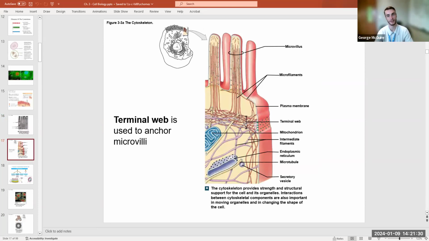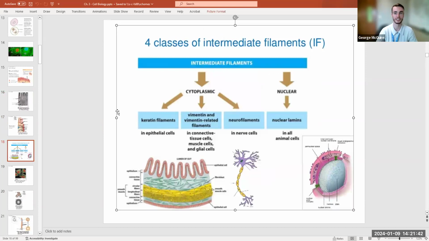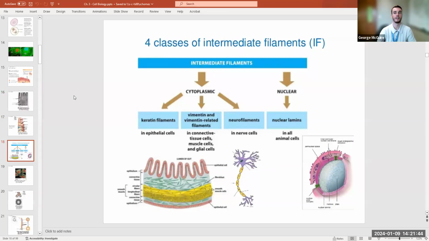And you can see that a bit better here. It also anchors other parts of the cytoskeleton that extend into the cell itself. Oh gosh, I don't know if this picture has always been this fuzzy, but it certainly looks fuzzy today. We have 4 different types or classes of intermediate filaments. We're not going to spend a whole lot of time necessarily talking about them in depth, but you'll see them come up in a few different ways.